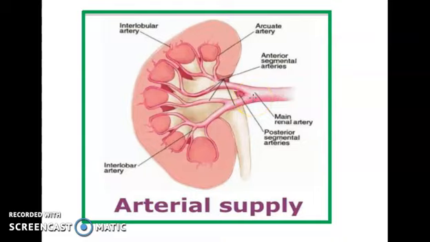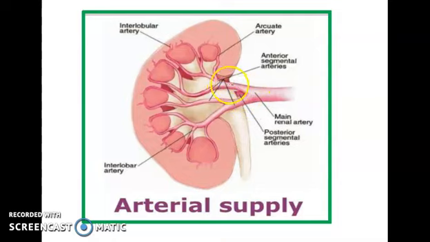The blood supply of the kidney. Firstly, the arterial supply. The arterial supply is by means of the renal arteries, which are the branches coming from the abdominal aorta. The right artery is longer than the left one because the abdominal aorta lies on the left side of the vertebral column. First, this renal artery divides into the anterior division and the posterior division. Then it goes and supplies the various segments.